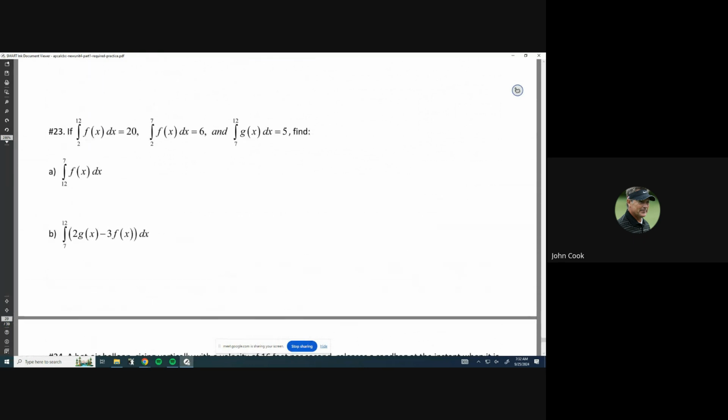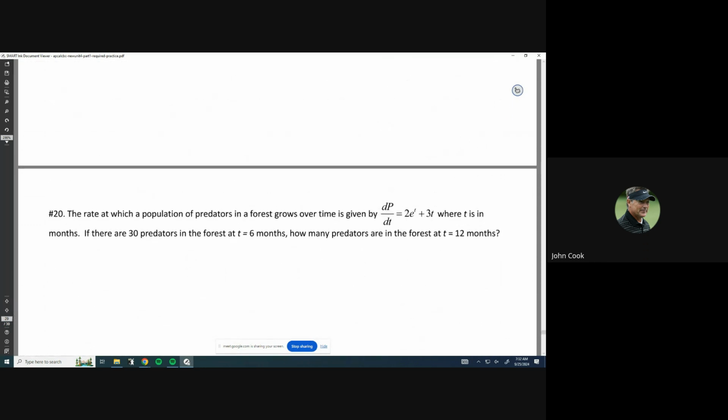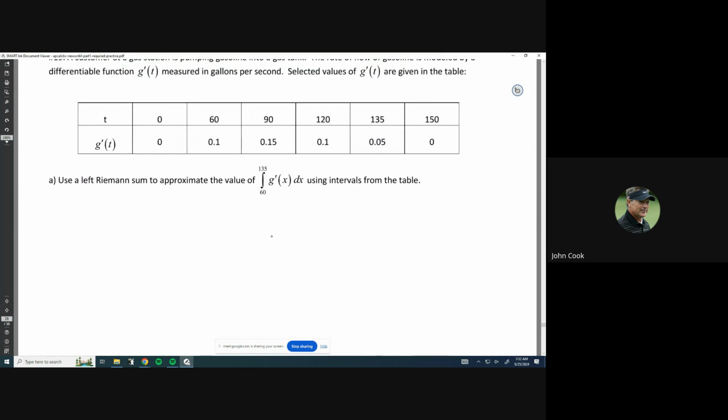Or no, maybe we'll go to number 20. Yeah, 20 or 19. I don't know. It just kind of depends on how long it takes to get through this one.